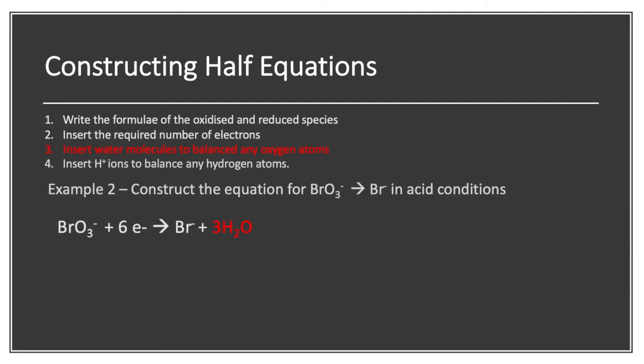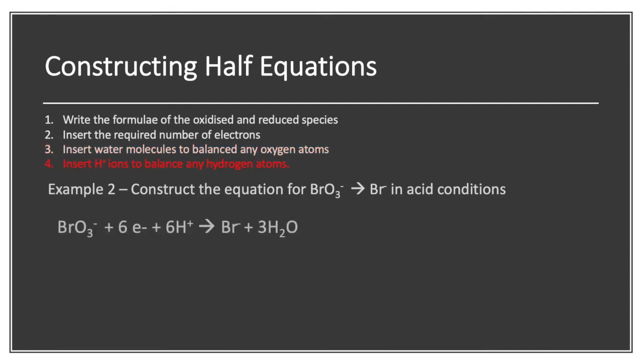Right, so you can see on the left hand side I've got 3 oxygens in BrO3-, so I need to now add 3 H2Os on the right hand side to balance those. And now that means I have 6 hydrogens on the right hand side, so I'm going to add 6H+. And that's complete.